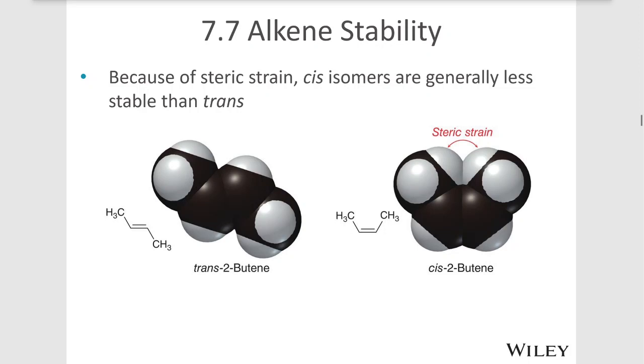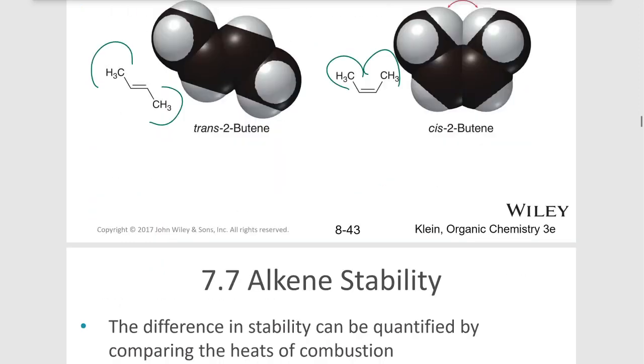Because of steric strain, cis isomers are generally less stable than trans isomers. For example, here we have trans 2-butene versus cis 2-butene, and we can see a space filling model for the trans versus the cis. Notice the trans has these methyl groups farther apart than the cis, in which they are closer together. So cis 2-butene is going to be less stable and therefore less likely to form.